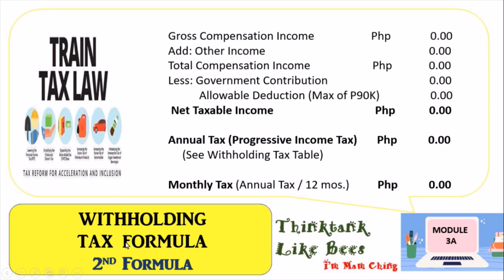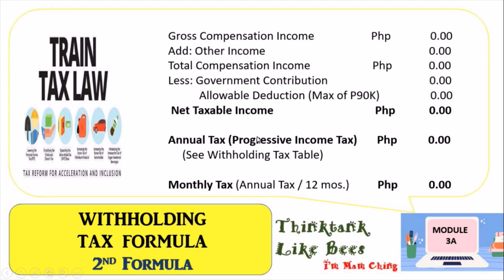Second formula. After getting the net, you put it here: gross compensation income, add other income. It's the same formula that we compute for the withholding tax of the employee. Compensation income less government contribution. And then we have the allowable deduction, which is a maximum of 90,000. Then we have the net taxable income. And then we are going to see now the withholding tax table, same with the computation of the employee.